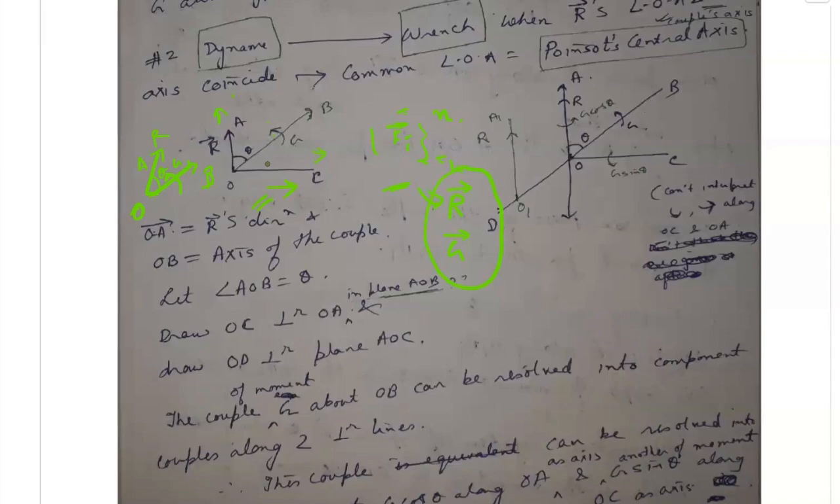I am drawing OC perpendicular to OA in the plane AOB. That means this plane AOB is the plane, and you are drawing a perpendicular OC in that plane. Now your G was acting along OB. As I said, we will resolve it: this one will be one axis like this, and this one will be another. So I am getting my couple decomposed into two perpendicular lines, as I have written here.